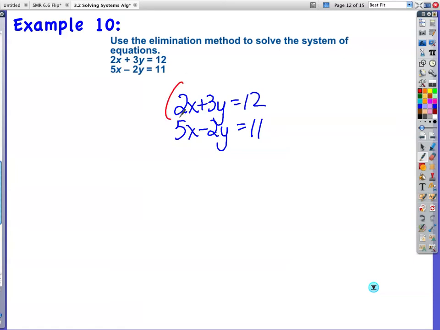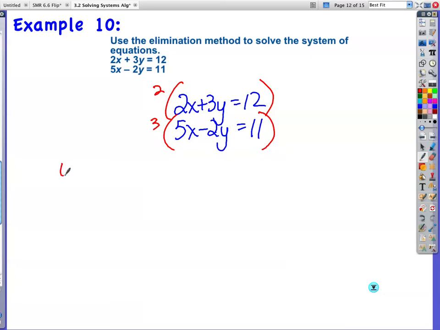Here's what it looks like. Take this equation times 2, take this equation times 3. And if you wanted, and I don't really want to spend the time, but I could show you, take the top equation times 5, the bottom equation times negative 2, and you'll eliminate your x's. Well, I'm going for the y's.